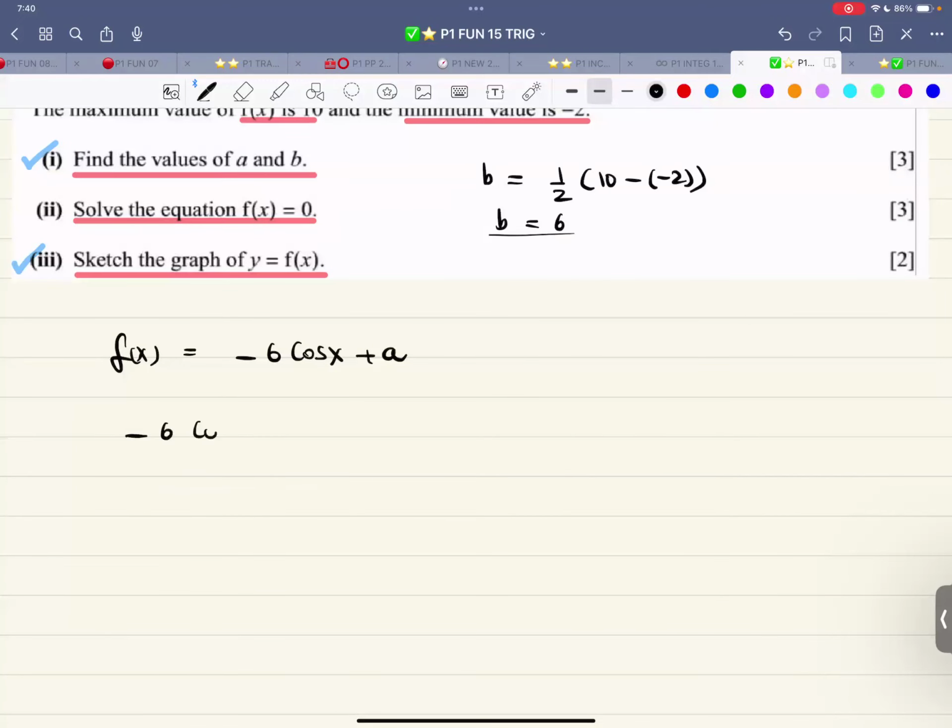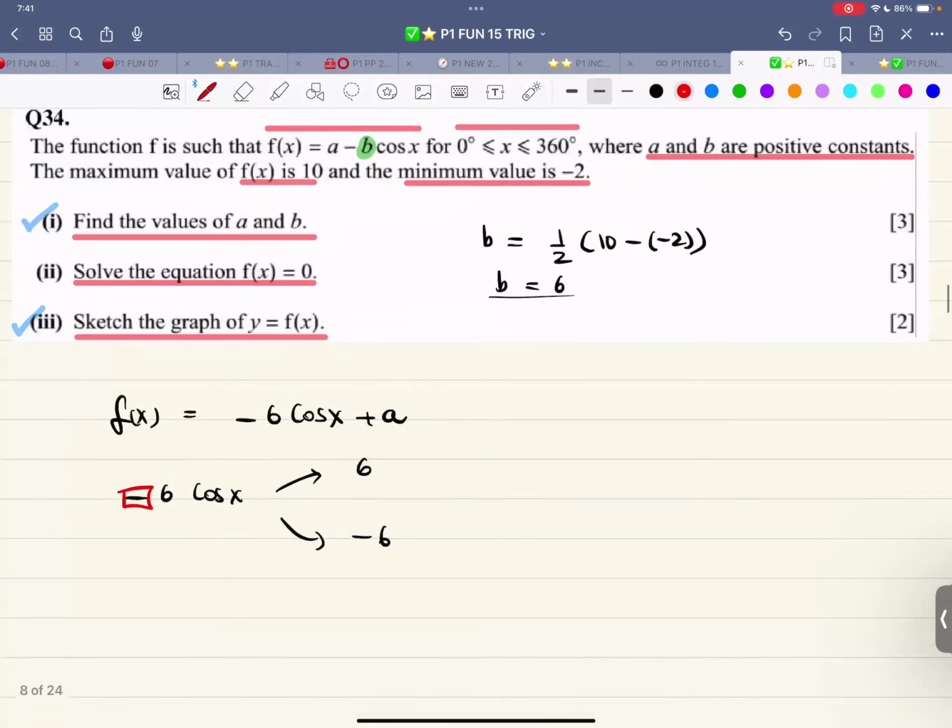Now, for negative 6 cosine x plus a, the maximum value without the a should be 6 and the minimum should be negative 6. But since there is a negative sign, it is flipped. That makes sense. So now, instead of 6, we are getting a 10, and instead of negative 6, we are getting a negative 2. What is being added? 6 plus 4 is 10. Negative 6 plus 4 is negative 2. So the value of a, that constant that is added, comes out to be 4.